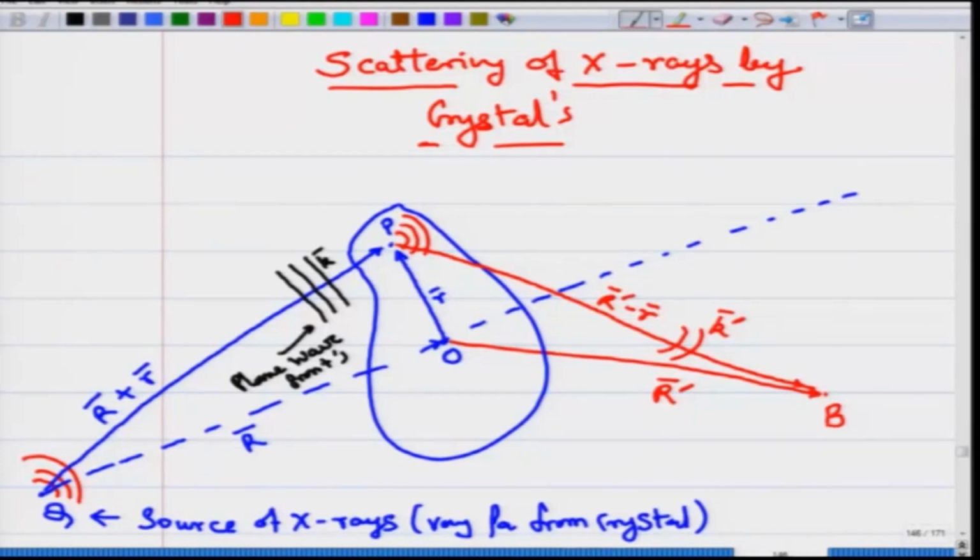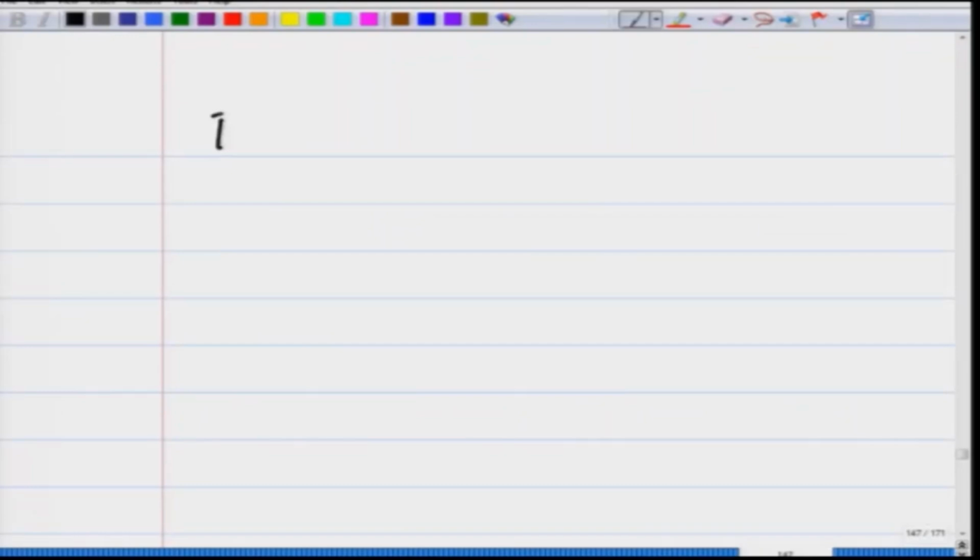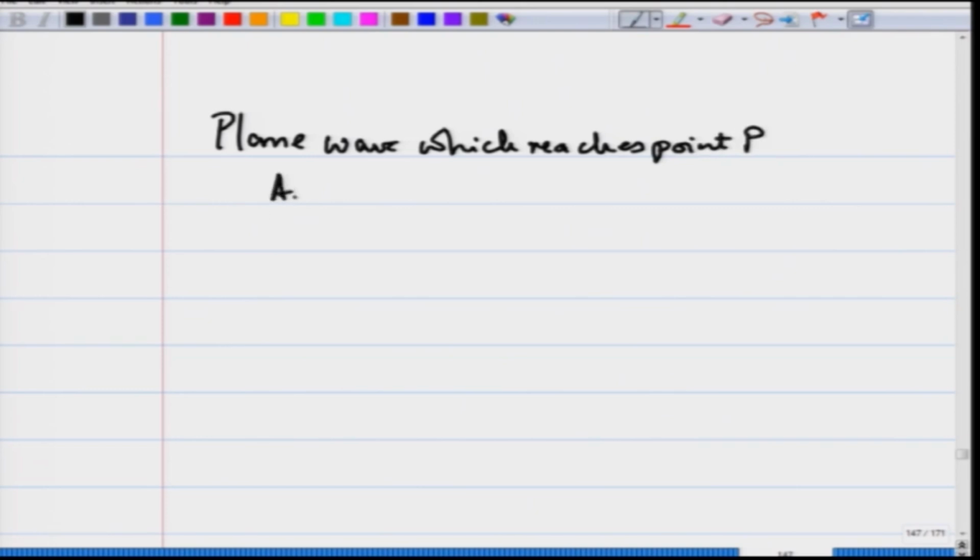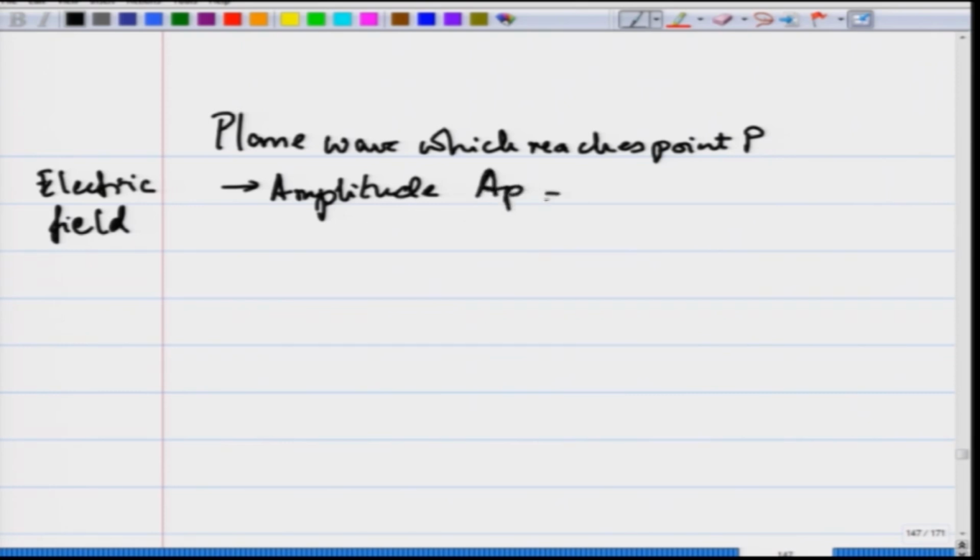So, I can write the plane wave which reaches at point P. The plane wave which reaches point P has an amplitude which is basically the electric field. By amplitude I mean the electric field A_P. The electric field is A_P, which is basically the amplitude of the electric field, is A0 e raised to i k dot (R plus r).